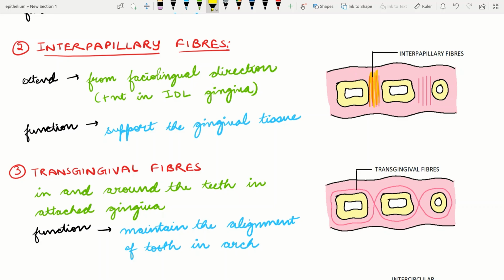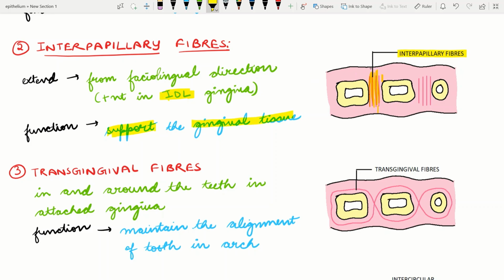This is your interpapillary fibers. So they extend in the faciolingual direction and are present in the interdental gingiva. You see they are present in the interdental gingiva. They extend in the faciolingual direction. And what is their function? To support the gingival tissue. They provide support to the gingival tissue.